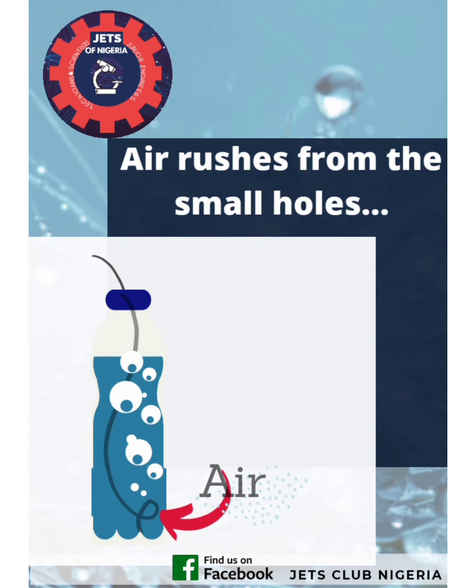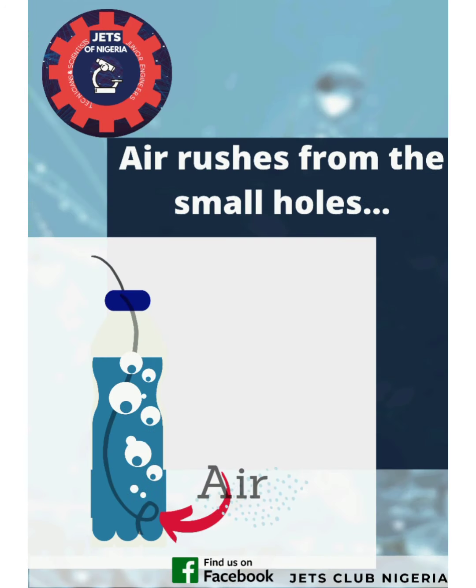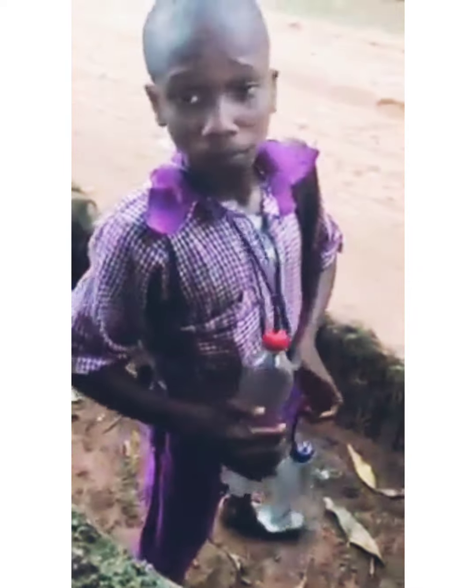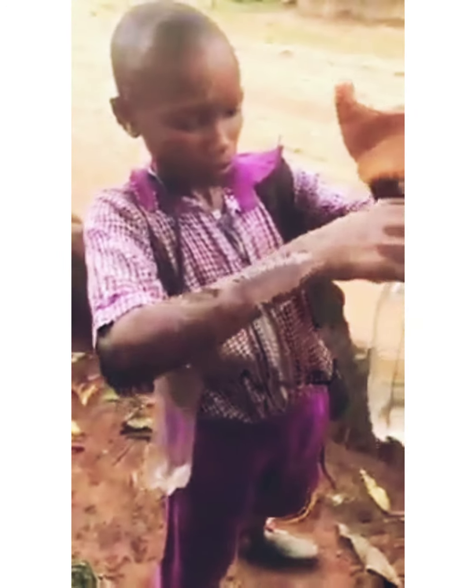And because the thread is running from the bottle cap to the bottom of the bottle, the slight movement of this thread causes entry of air into the bottle, creating bubbles. The bubbling effect will however stop when the pressure in the bottle equals atmospheric pressure. Gideon also shares why water does not leak.